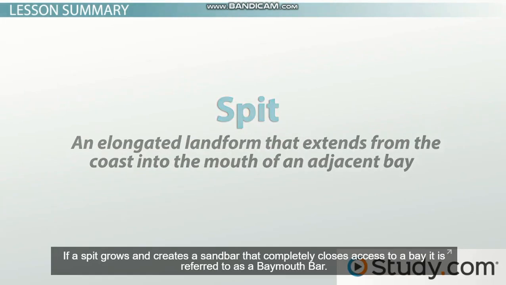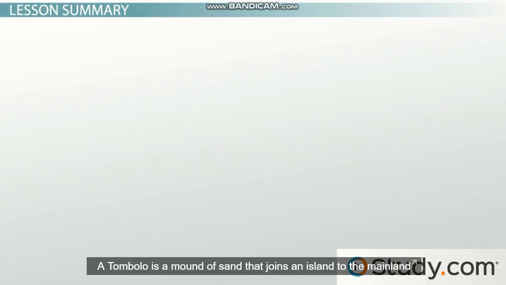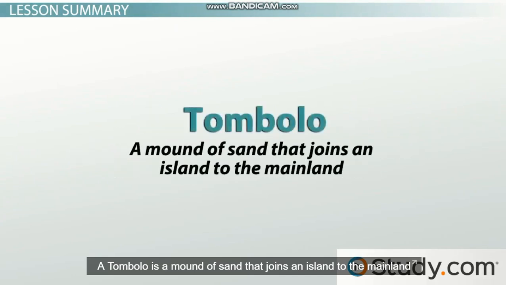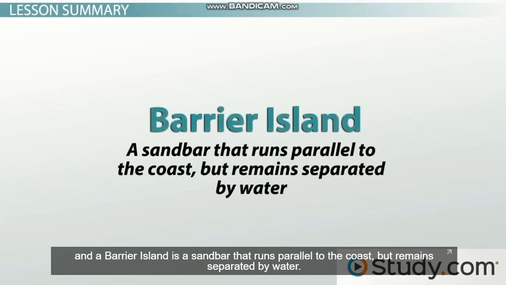If a spit grows and creates a sandbar that completely closes access to a bay, it is referred to as a bay mouth bar. A tombolo is a mound of sand that joins an island to the mainland, and a barrier island is a sandbar that runs parallel to the coast but remains separated by water.